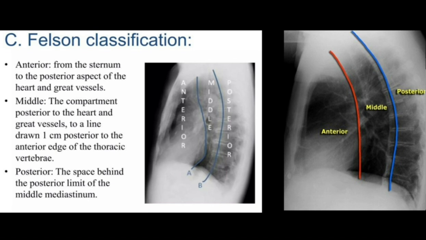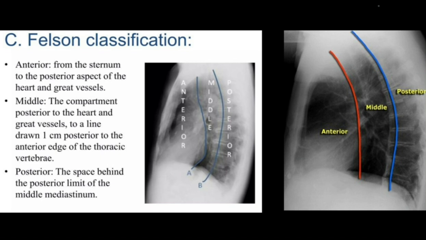Next is the Felson classification. In that, the anterior mediastinum is from the sternum to the posterior aspect of the heart and the great vessels. In the other two classifications, the heart was coming in the middle mediastinum. In the Felson classification, the heart is coming in the anterior mediastinum.